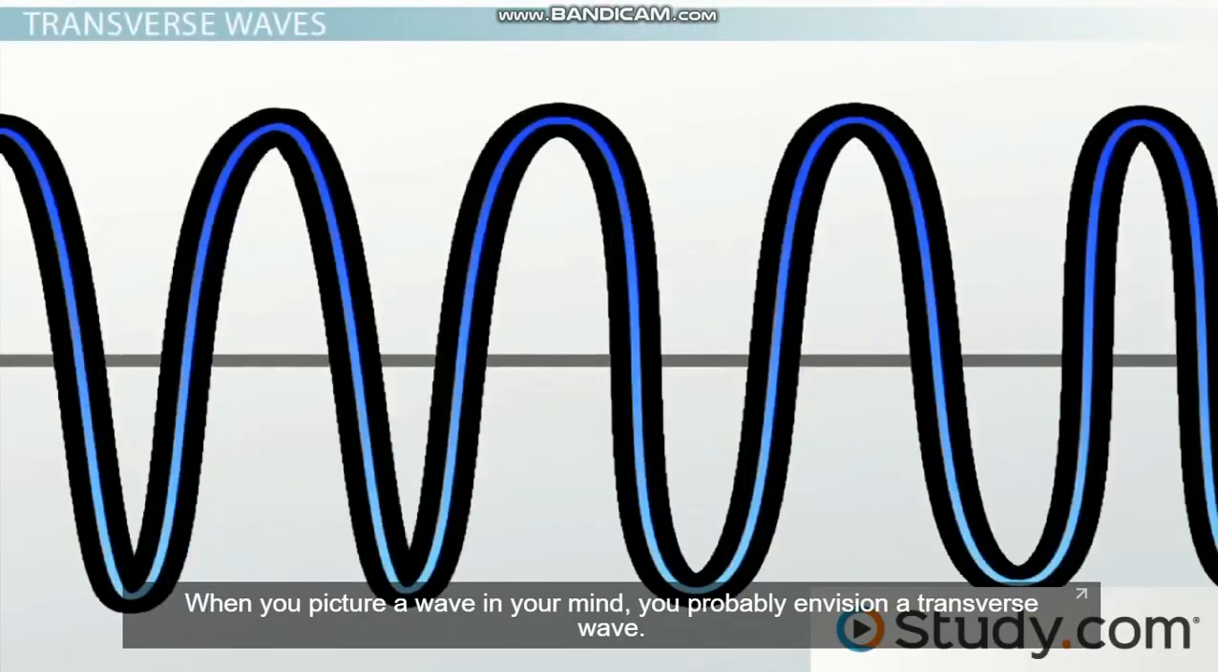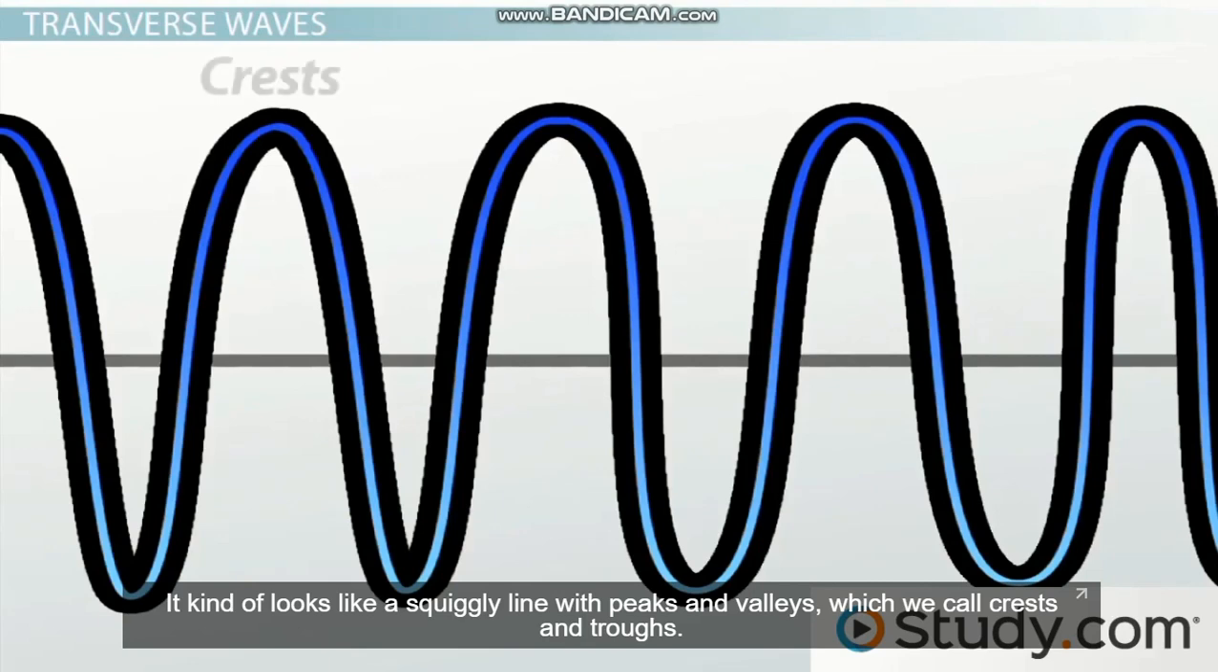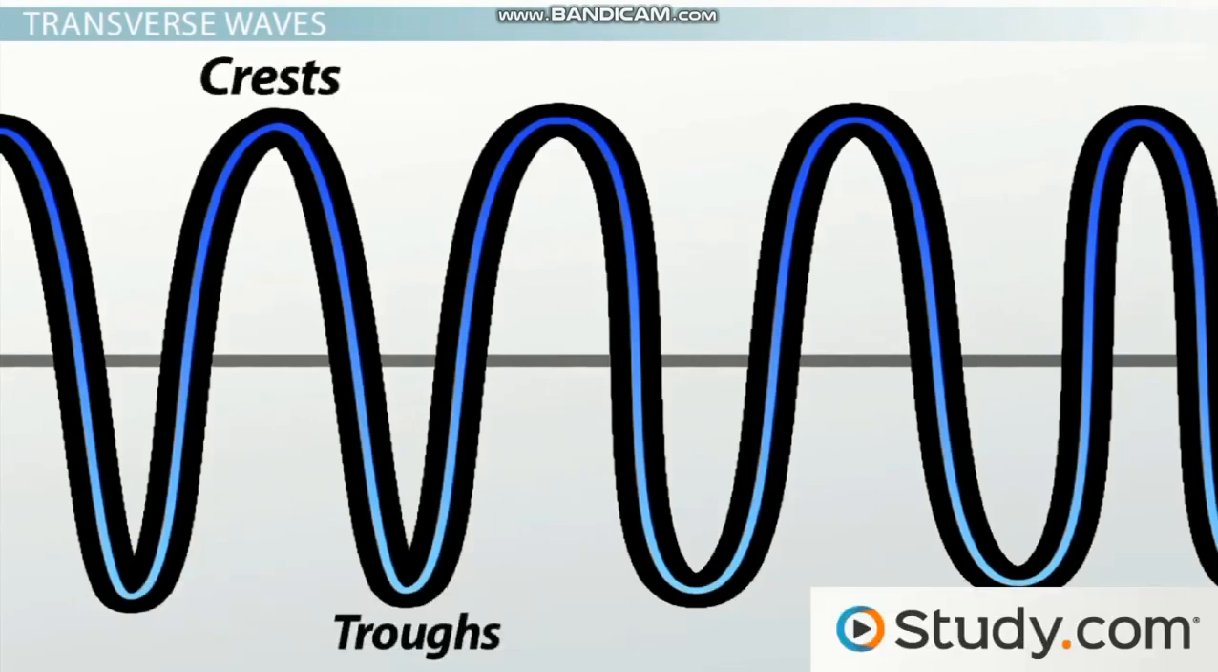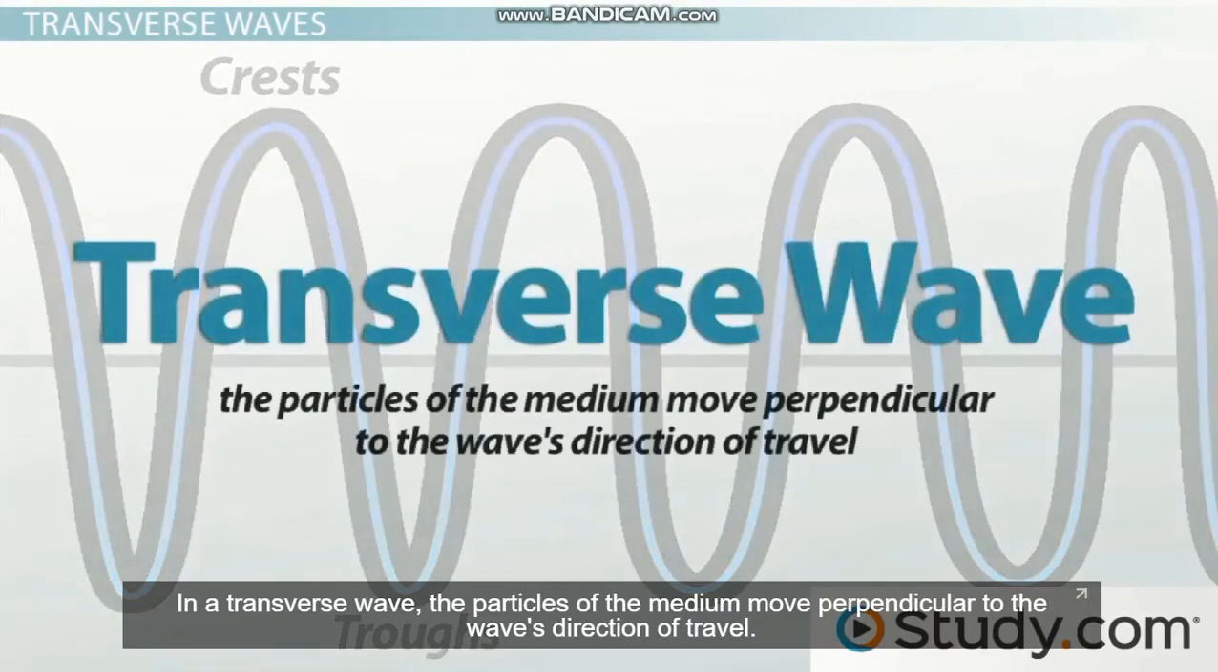When you picture a wave in your mind, you probably envision a transverse wave. It kind of looks like a squiggly line with peaks and valleys, which we call crests and troughs. In a transverse wave, the particles of the medium move perpendicular to the wave's direction of travel.